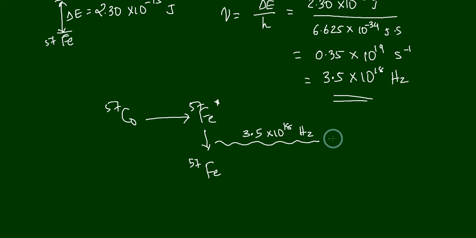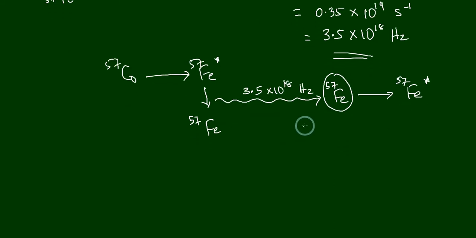Suppose I am placing an Fe57 nucleus in the way of this gamma ray. What do you expect if I place this Fe57 nucleus here in the way of the gamma ray, a sample nucleus? You can expect that the sample nucleus should absorb this gamma ray, and then it should go to the excited state, to Fe57 star, so that this gamma ray will be absorbed. That is what we are going to expect.